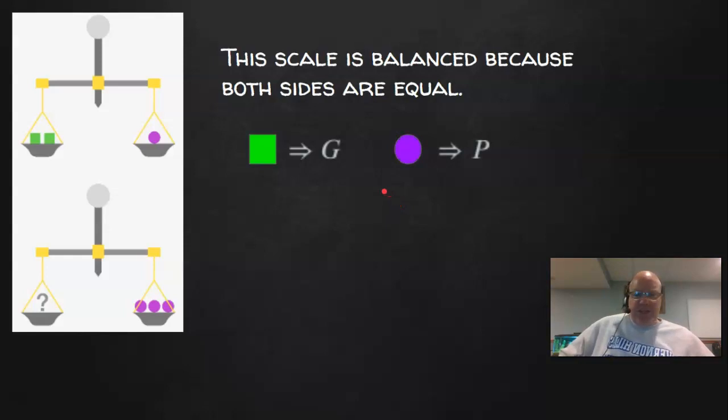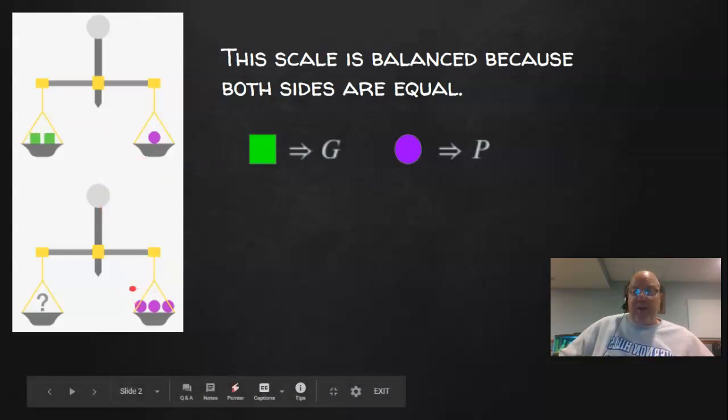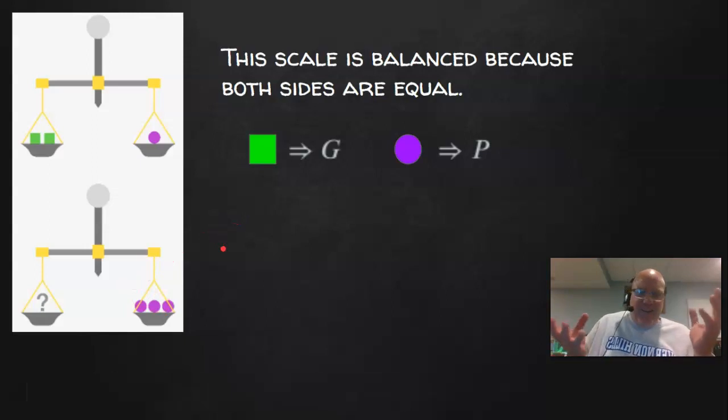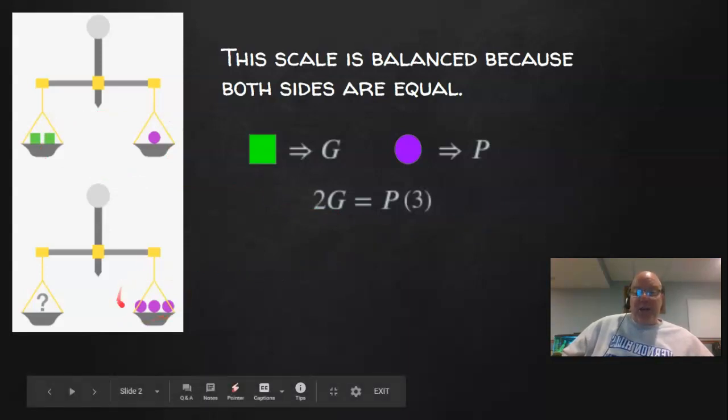So the question that you just had to answer was, how many green squares does it take to balance 3 purple circles? Now you can do this logically, and perhaps that's how you did it, but I want to show you how this can be done algebraically as well. From the balance, we can say that 2g is equal to 1p, or 2 green squares is equal to 1 purple circle. But I need 3 purple circles, so I simply multiply this p by 3.